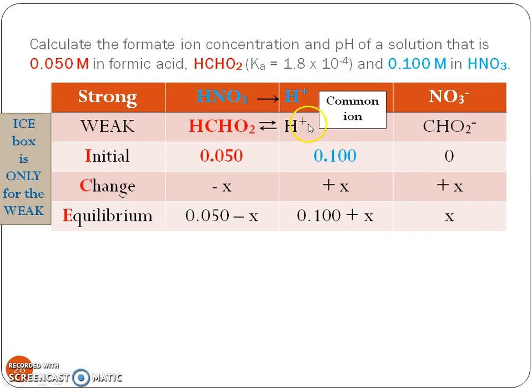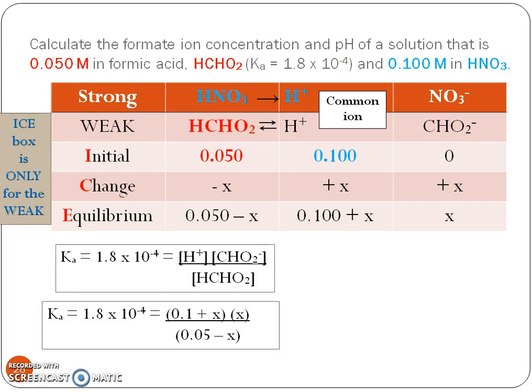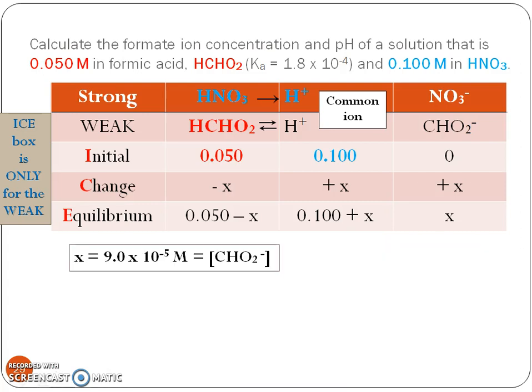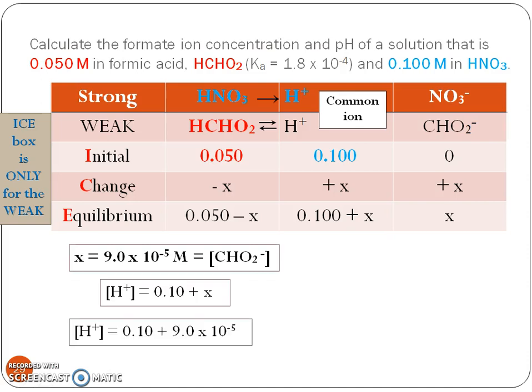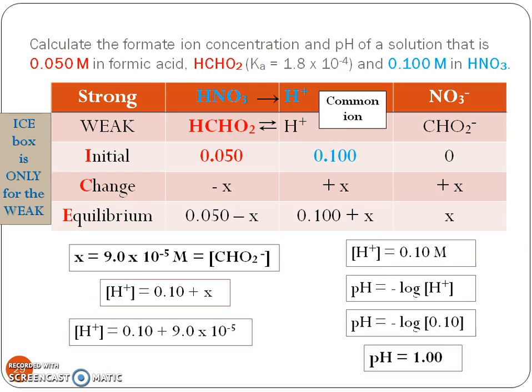This is not as easy as I thought it would be, right? We have our H plus, even though it's the common ion, we are solving here for that CHO2. So can you reformulate that algebraic expression? Again, as a reminder, we're taking away the plus X and the minus X, but we're leaving that guy. And again, we're plugging and chugging away. So very similar to what you just did. So we have the pH of 1.00.